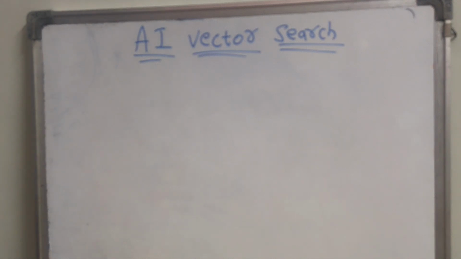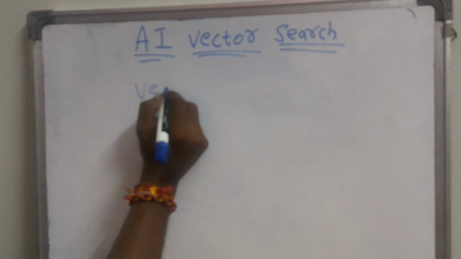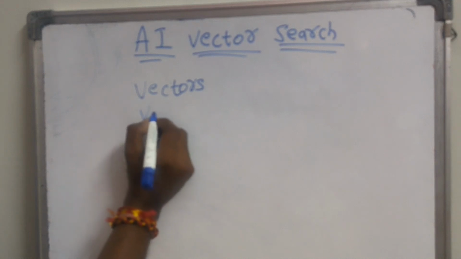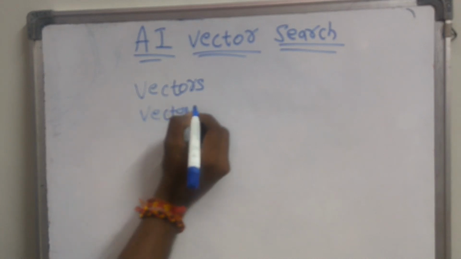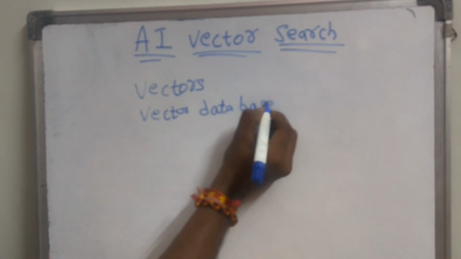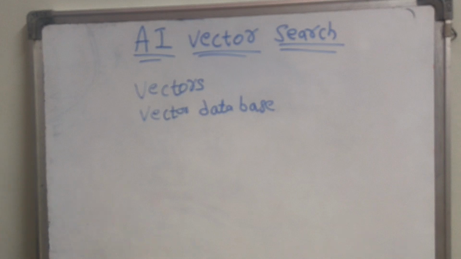So first, let's know about these terms: vector, vector database, and then vector embeddings. So first, let's know what is a vector. A vector is a numerical representation of unstructured data, where the unstructured data can be images, videos, documents, etc.